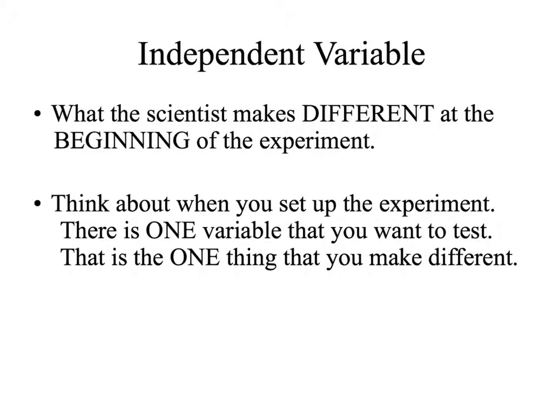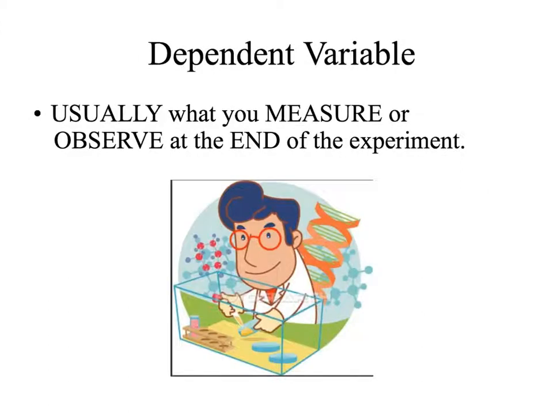All right, so here's the definitions then. Your independent variable is what the scientist makes different at the beginning of the experiment, and the one I just did, it was color of light. Again, draw a picture. Always great to draw a picture if you can. This is the one variable you want to test. It's the thing that you as the scientist have control of making different. You want to know how your independent variable is going to affect your dependent variable. Dependent variable, again, I just tell kids, ask yourself, what is it I'm going to measure or observe at the end of the experiment? And usually that will tell you your dependent variable.